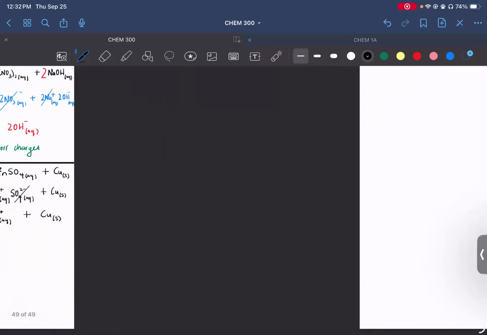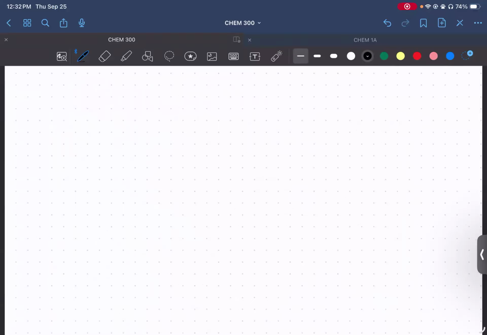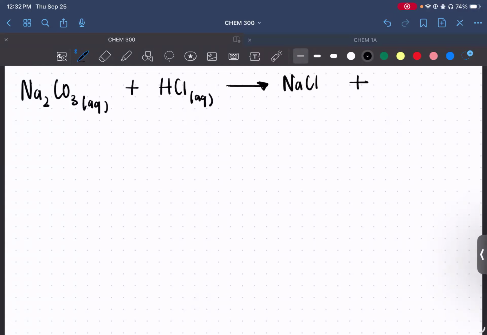All right, we're going to do one last one together. I'm going to do it for you from scratch. We have the reaction between sodium carbonate and HCl. Hopefully we're getting the hang of things. We're identifying archetypes. You should be able to recognize this as being a double displacement. So they're going to swap. We end up with sodium chloride and HCO3.